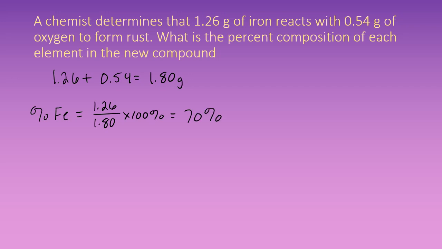And we'll go ahead and calculate the percent composition of oxygen, even though we can probably figure it out pretty quickly from looking at that 70%. We would like to see it mathematically anyway. 0.54 total grams of oxygen divided by 1.80 grams total compound times 100%. Should give us 30, but we'll plug it in our calculator to make sure. And yes, that's exactly what I get, 30% oxygen.